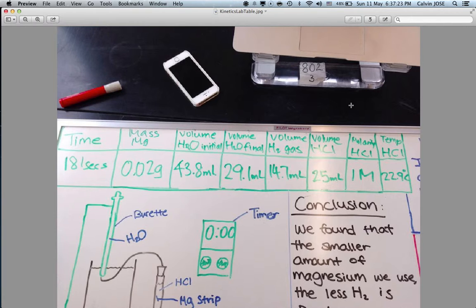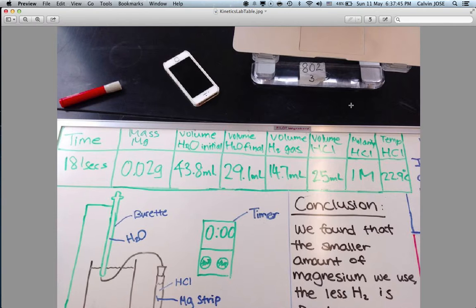Overall, this lab took 181 seconds to complete. We used a 0.02 gram strip of magnesium and placed it into 25 milliliters of hydrochloric acid. This hydrochloric acid had the molarity of 1 and had a temperature of 22.9.